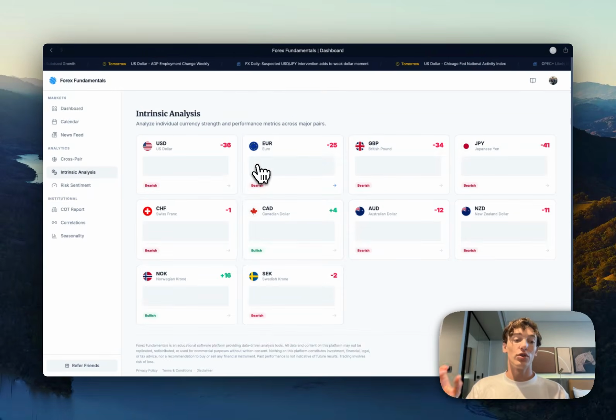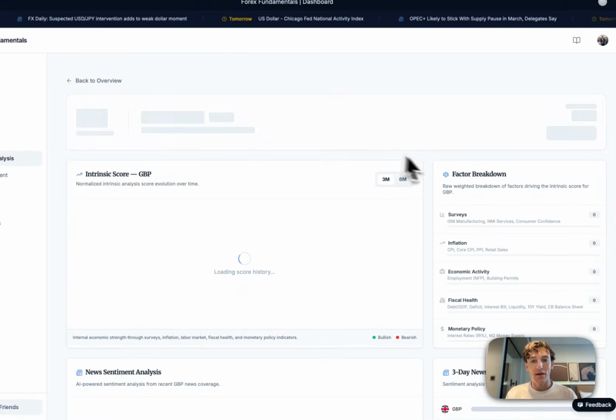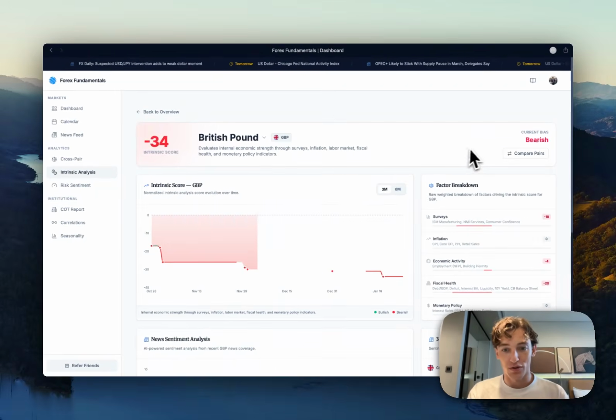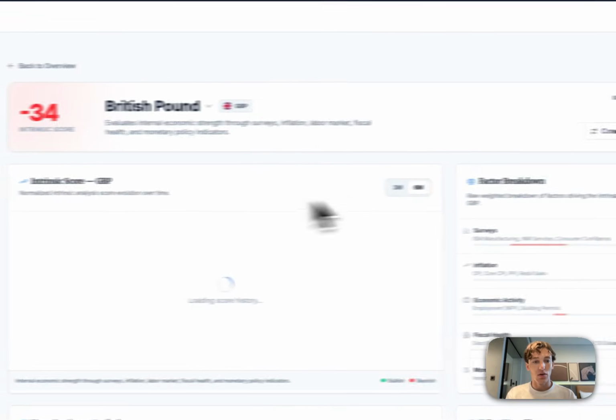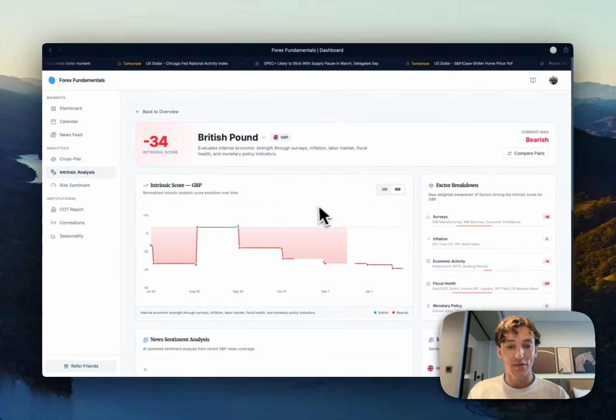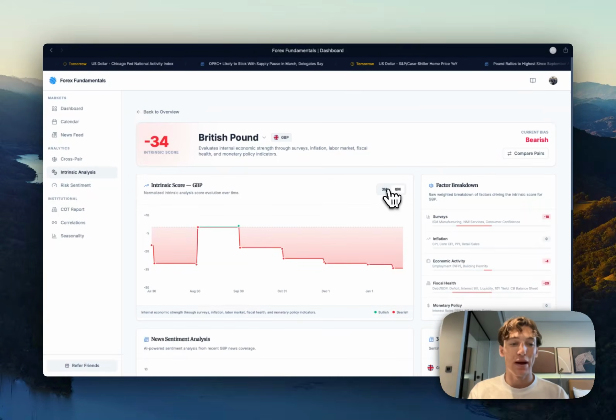So then we also have the intrinsic analysis. And intrinsic analysis is, of course, very important to look at the currency and only the currency itself. So for example, why has the pound a minus 34 score? And what has been the past of this score? So here you can look on a 3 and 6 month time frame what the score has been. You can see it's definitely trending down, so the pound is getting fundamentally weaker.